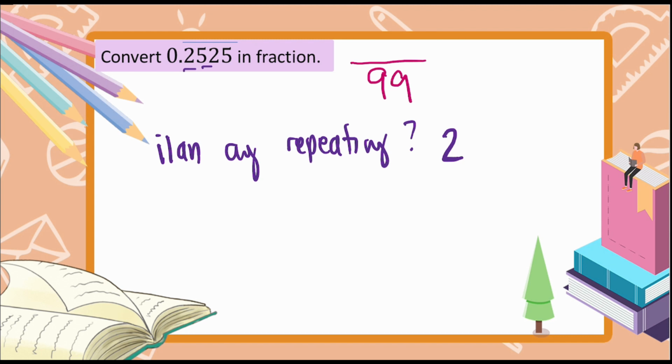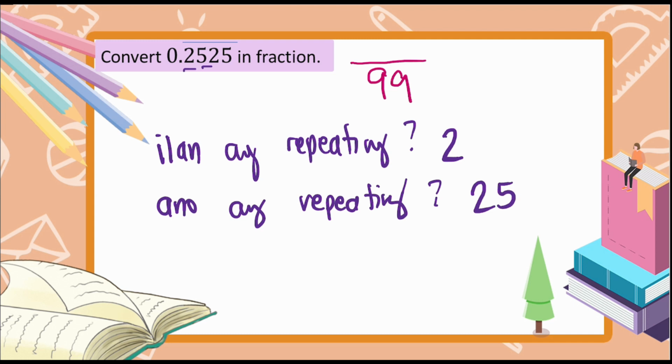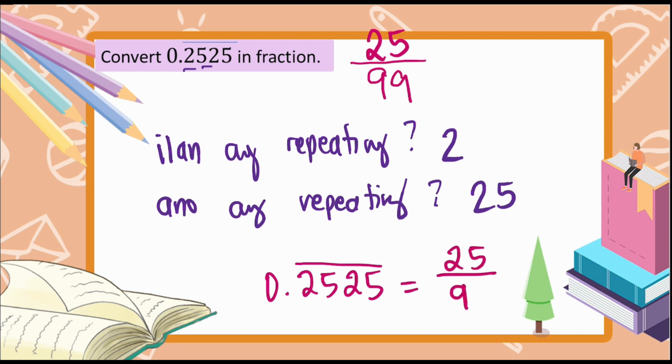Next, after nung ilan ang repeating, ano ang repeating? So, ano yung ating repeating digits? We have 2 and 5 or 25. So, simply, you just have to write 25 as your numerator. So, 0.2525 is equal to 25 over 99 in fraction.